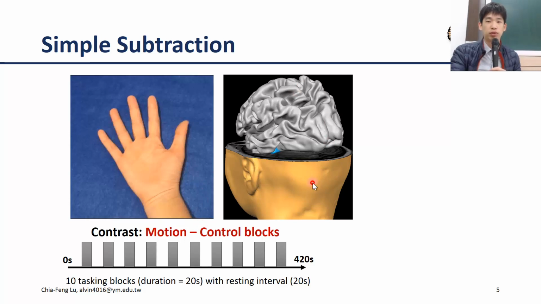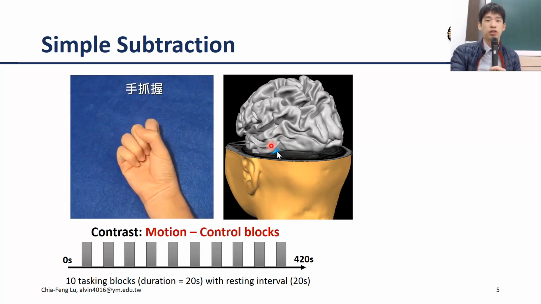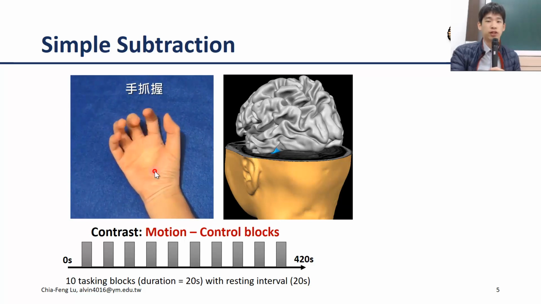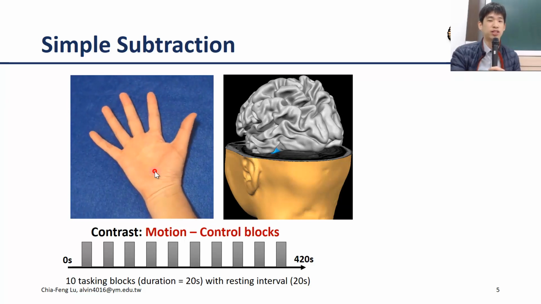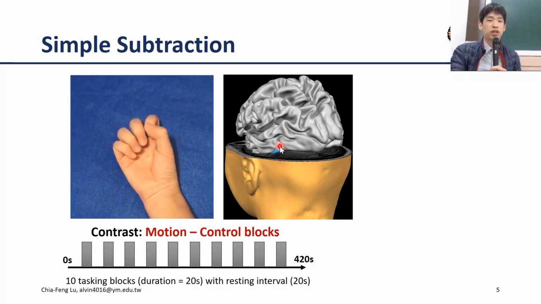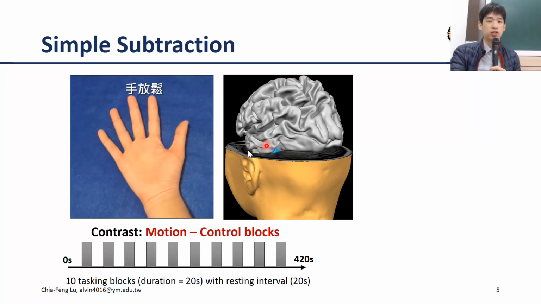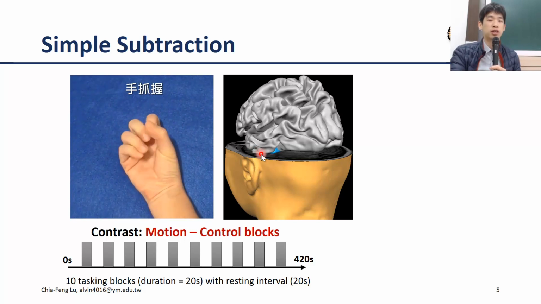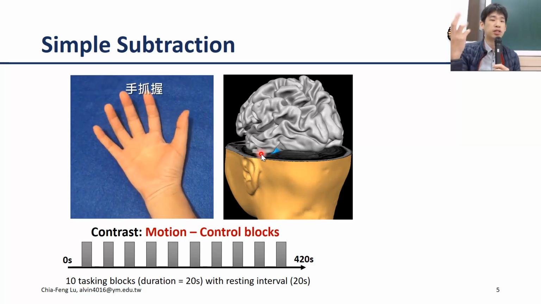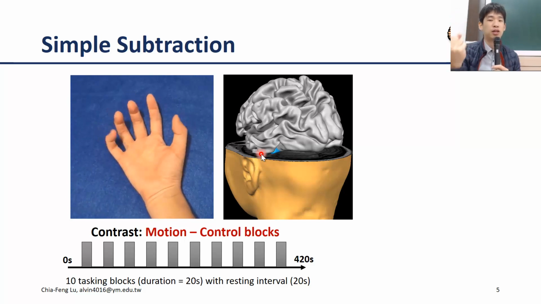You can put a subject into the MRI, and you can just display a video to the subject. During this video, they have two kinds of conditions. The first one we call hand relaxing, or just resting state. The subject relaxes his hand, and the only thing he needs to do is look at the video or the monitor, okay? And once the video starts to do the hand grasping, the subject is instructed to do the same thing, to grasp his hand at the same frequency, same speed, okay?